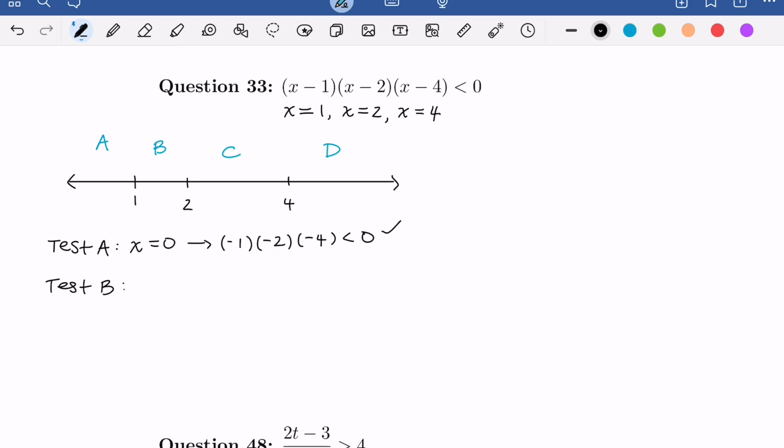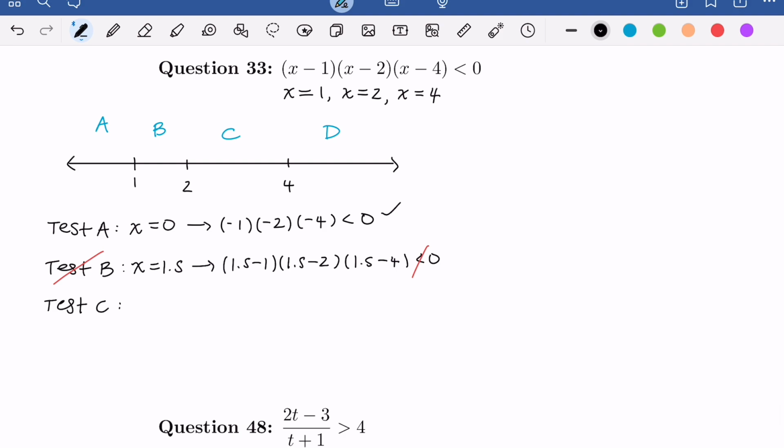So for b, let's do the same thing. So pick a number in that interval between 1 and 2, so I'll let x be equal to 1.5. Plugging that in, we're going to have 1.5 minus 1, 1.5 minus 2, and then 1.5 minus 4. Notice that this guy is going to be a positive, and this guy is going to be a negative, and this guy is going to be a negative. This means we're going to have a positive times a positive, which is a positive number. That means that statement is not true. This guy here will never be less than 0, so that means all of the numbers in our interval b are not going to satisfy our original inequality.